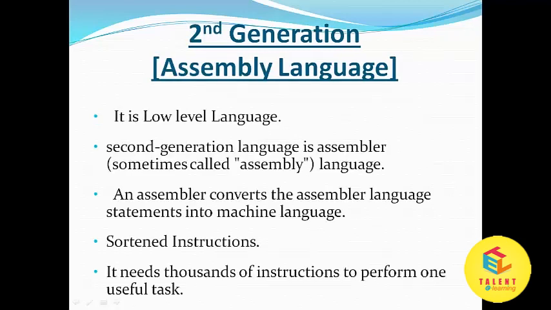Now, second generation, which is assembly language. It is low-level language. Second generation language is assembler. Sometimes it is called assembly language. An assembler converts the assembler language statements into machine language. It has shortened instructions. It needs thousands of instructions to perform one useful task.